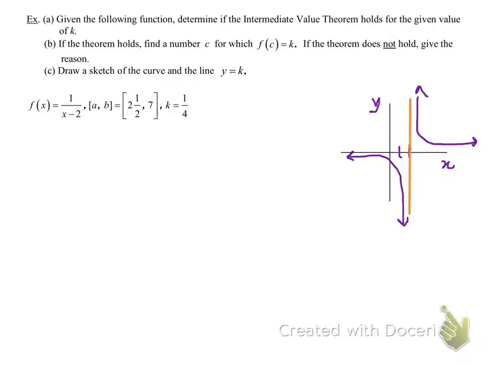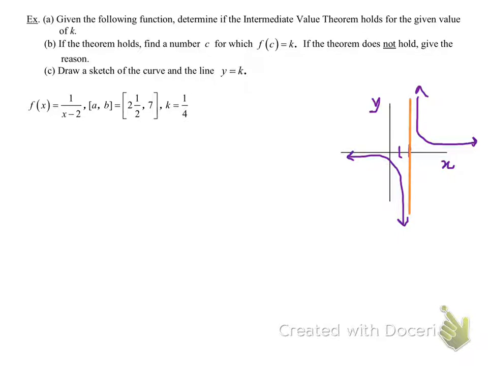If you can, look at it on a graphing calculator or on Desmos. If you only have Desmos, you definitely need a graphing calculator for the AP exam. Hopefully by then we'll be back in the classroom and I can lend you one. So don't stress out about that too much. So we're looking at this function and we're going to determine if the intermediate value theorem holds for the given value of k.